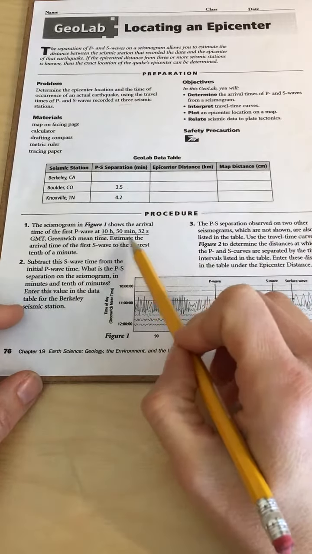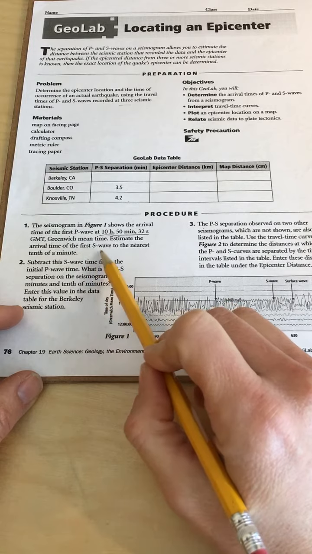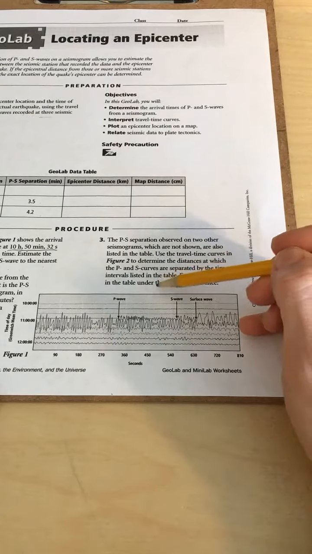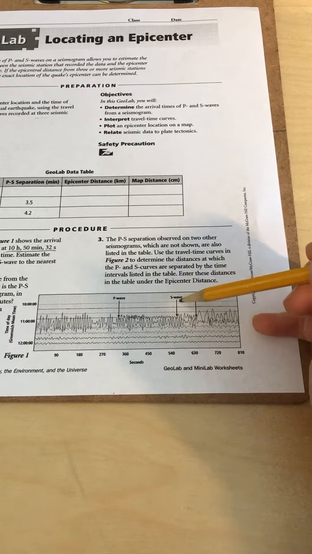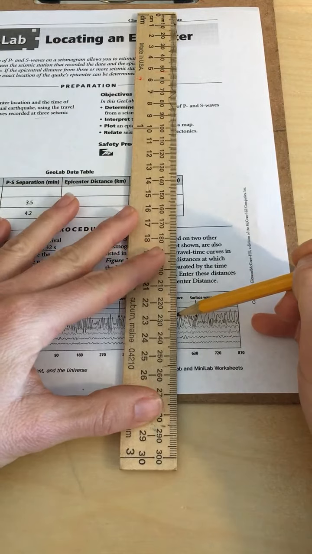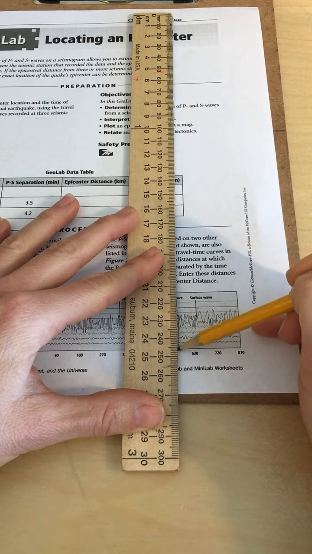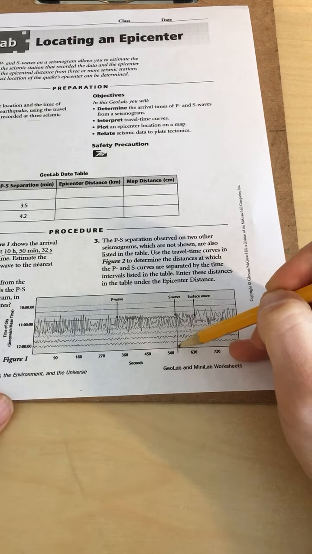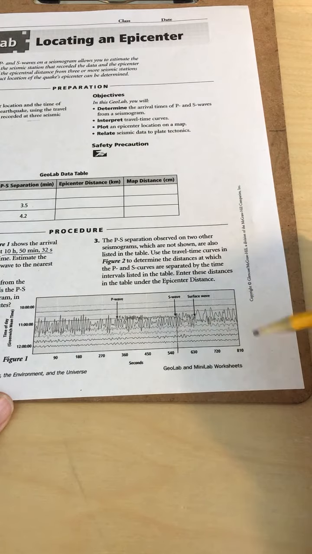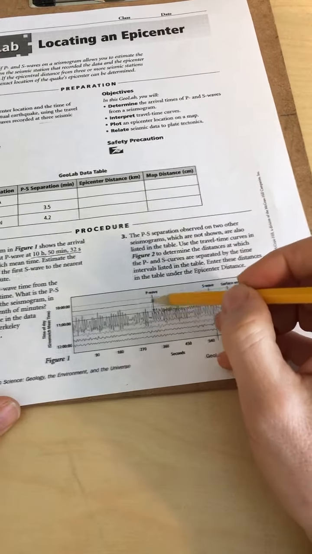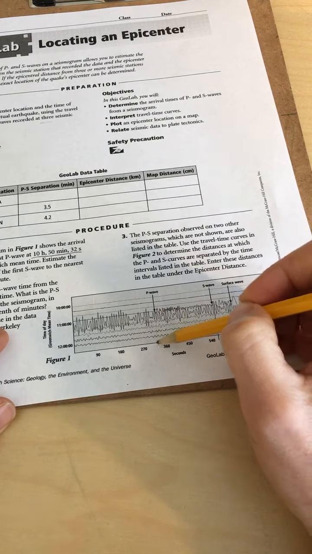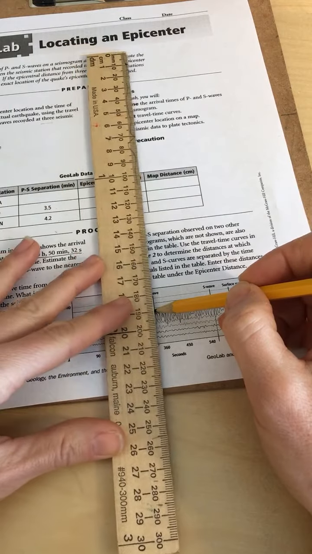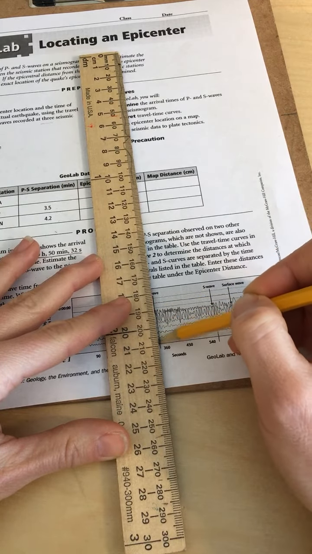And then you're going to estimate the arrival time of the first S wave to the nearest 10th of a minute. So you'll go over here to the S wave, use your ruler, make a line straight down, and you will need to determine what time that is right there. Okay, and then you need to figure out the separation of time between the P and the S wave. So if you had a ruler straight down here, a line straight down there.